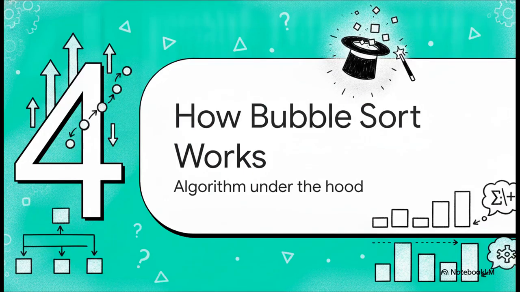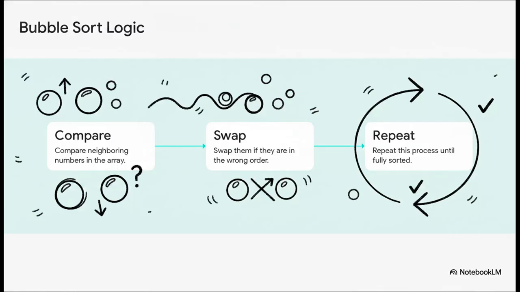Okay, Section 4. How bubble sort works. The algorithm under the hood. When we use that dot sort function, it honestly feels like magic, but computers follow strict mathematical rules called algorithms. Let's look at one of the simplest ones, called bubble sort, to understand how a computer physically organizes data. Bubble sort relies on 3 very simple steps. Step 1, compare neighboring numbers. Step 2, swap if they are in the wrong order. Step 3, repeat until sorted.